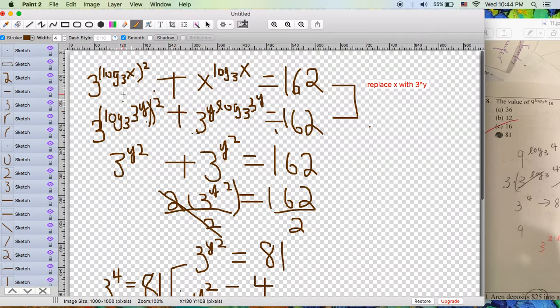And when you plug it back into these equations, you can check it manually or check it with a calculator. You would get 81 plus 81 equals 162.